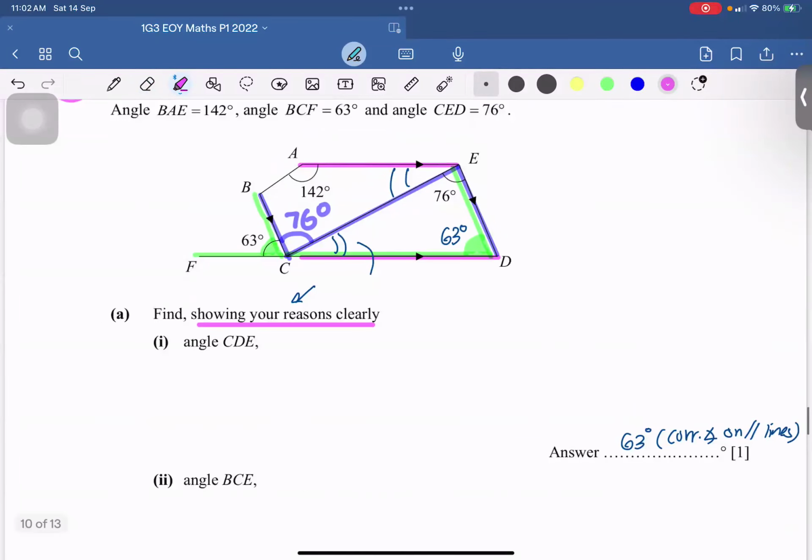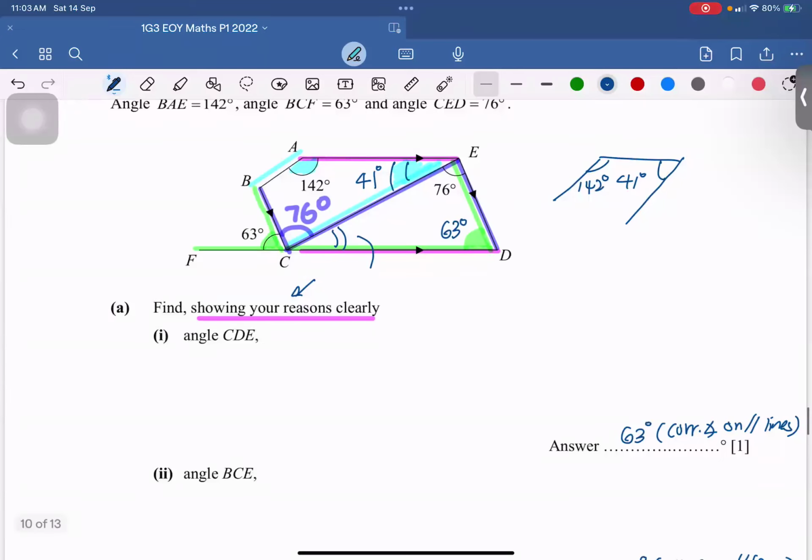If AB is going to be parallel to EC, I need a pair of interior angles. I found this angle over here to be 41 degrees. Interior angles will add up to 180 degrees, so what I need to do is check, do they add up to 180 degrees?